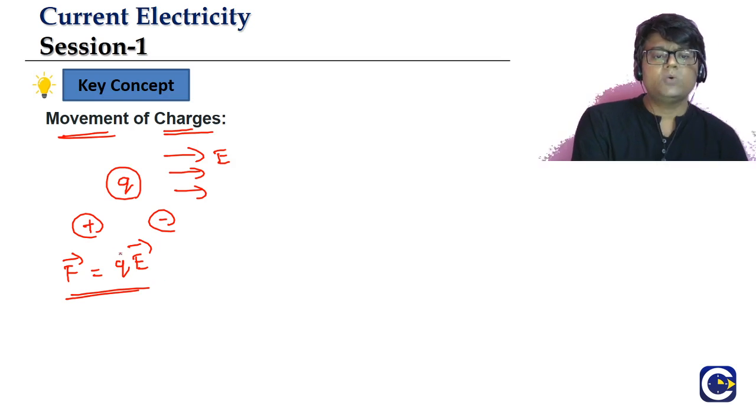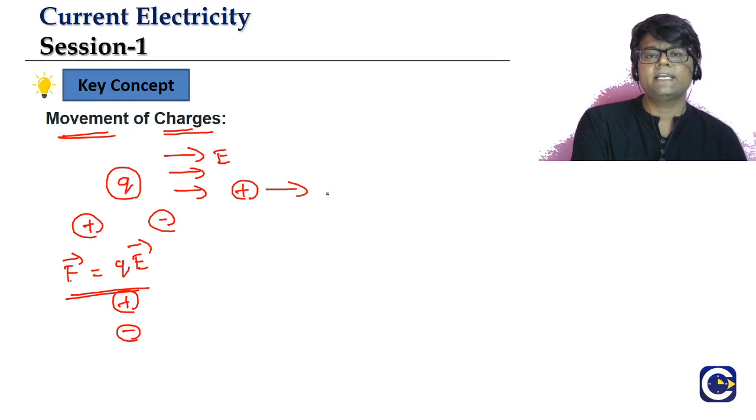So if Q is positive, we will see that the force acting on the charge will be in the same direction as the electric field vector. If Q is negative, the force acting on the charged particle will be in the opposite direction to the electric field. So as a result, positive charges are going to move in the direction of the electric field. Negative charges are going to move in the opposite direction.